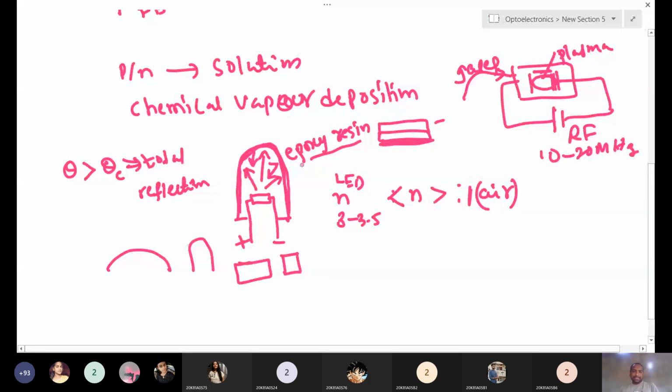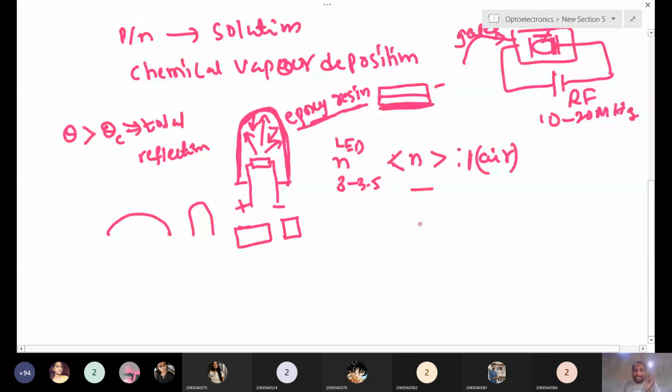So here the epoxy resin is to reduce the total reflection losses. Sometimes light reflects on the surface of the dome, so to reduce this, we coat a material whose refractive index is in between the LED material refractive index and the air medium refractive index, less than 3 to 3.5 and greater than 1. That way we choose the epoxy resin material. This is how we reduce the losses. Now the construction is over.